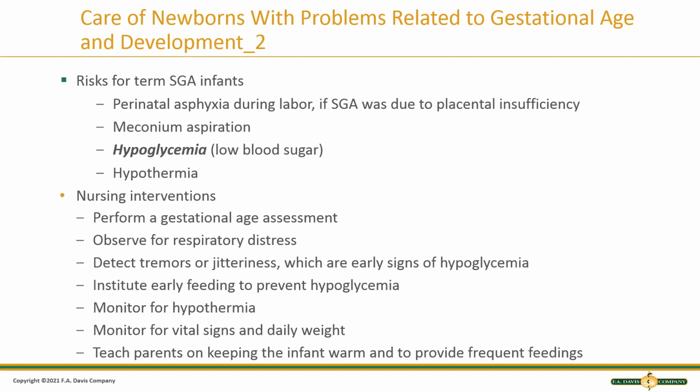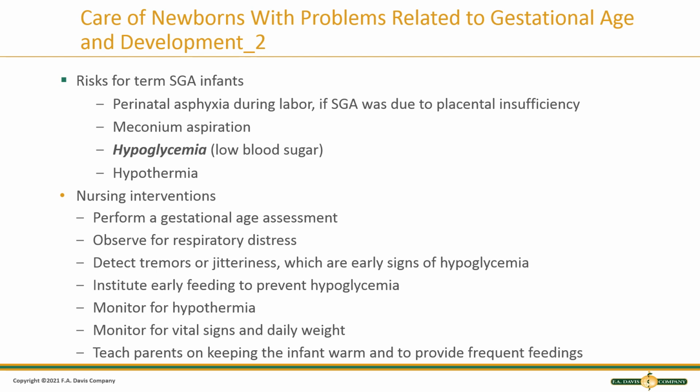Some of the risks that occur with an SGA infant are asphyxia during labor, if the SGA was due to placental insufficiency, meconium aspiration, hypoglycemia, and hypothermia. So these are some of the risks that occur if this infant is SGA.